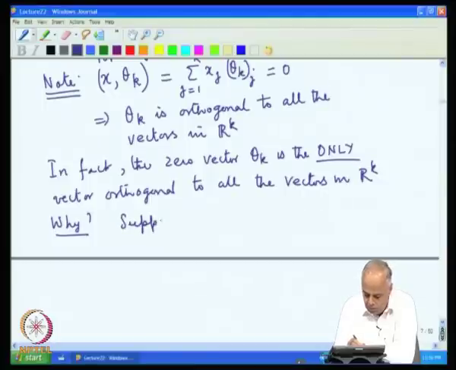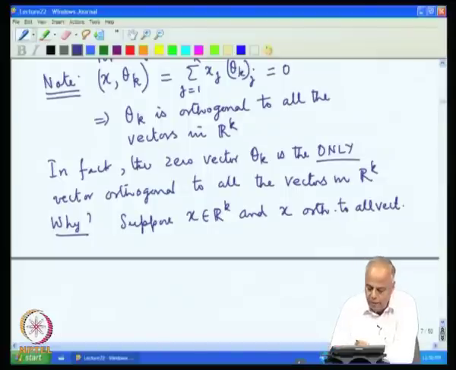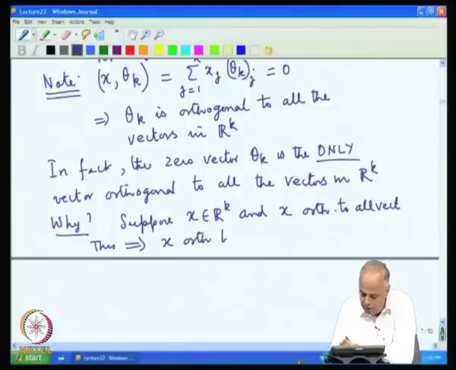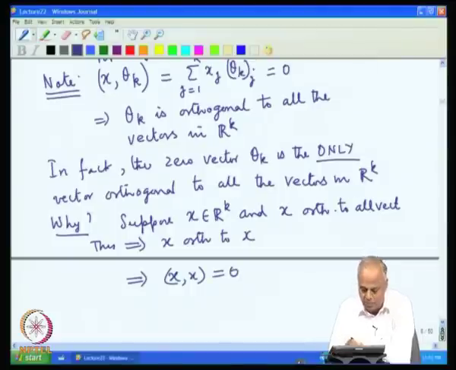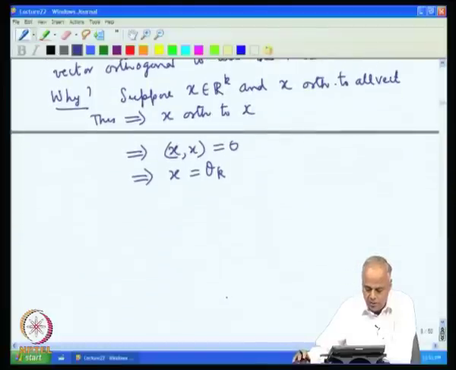Suppose x is in R k and x is orthogonal to all vectors. If x is orthogonal to all vectors, this implies x is orthogonal to itself, because it is orthogonal to all the vectors. In particular, it must be orthogonal to itself, but if x is orthogonal to itself, the inner product of x with itself must be 0, but we know that the inner product of a vector with itself is 0 only when x is equal to theta k. Therefore, the only vector which is orthogonal to all the vectors is the 0 vector.